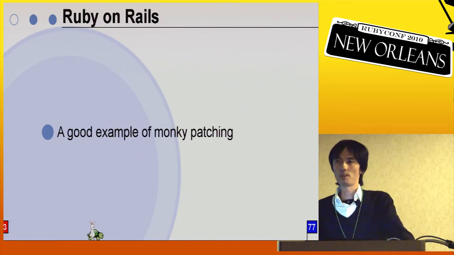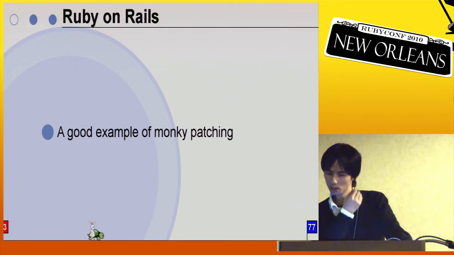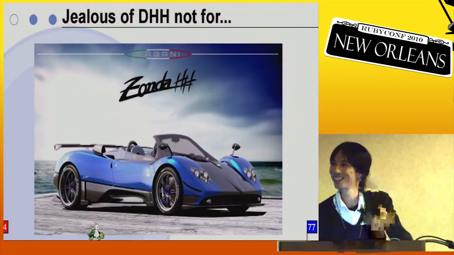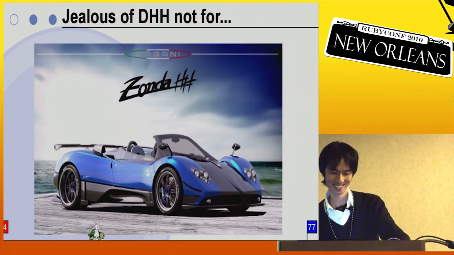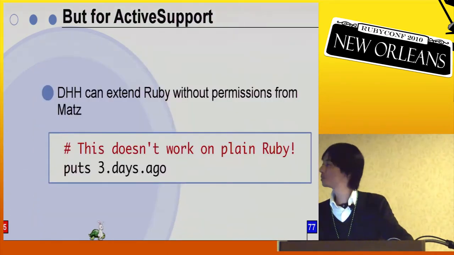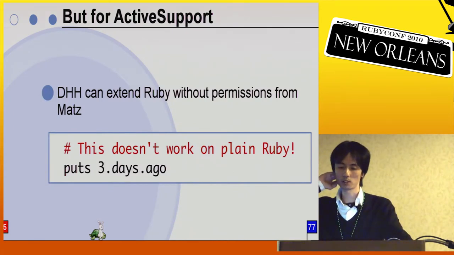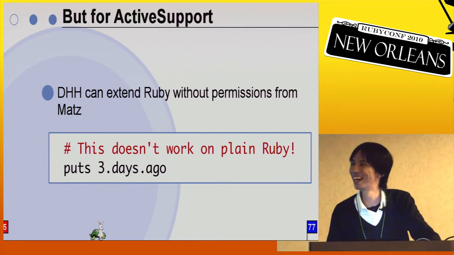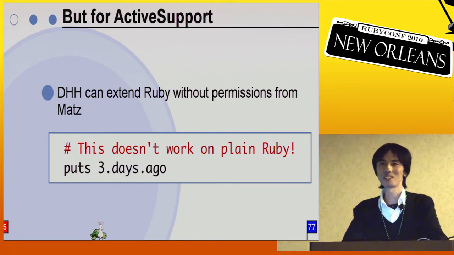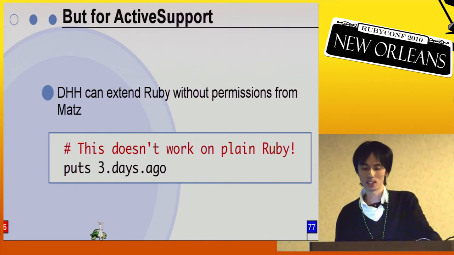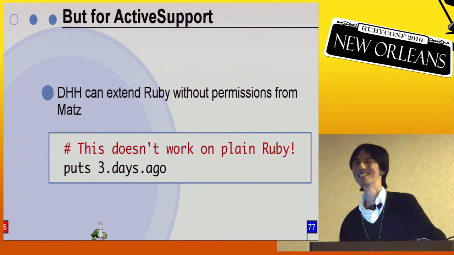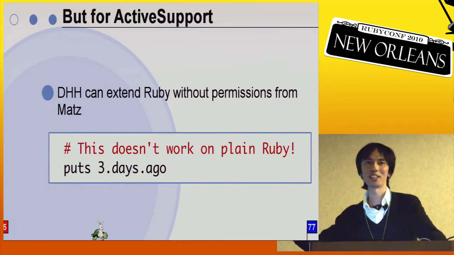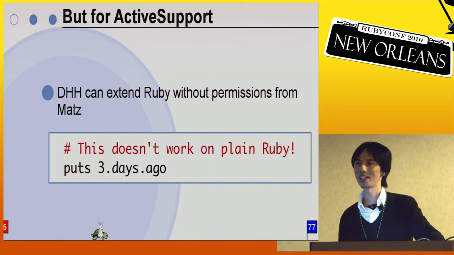Ruby on Rails is a very successful project. It's not because of its new car. It's because of Active Support. DHH can extend Ruby without permission from Matz. I can also do the same, but I have no users, so I have to persuade him. And I'm trying it now.